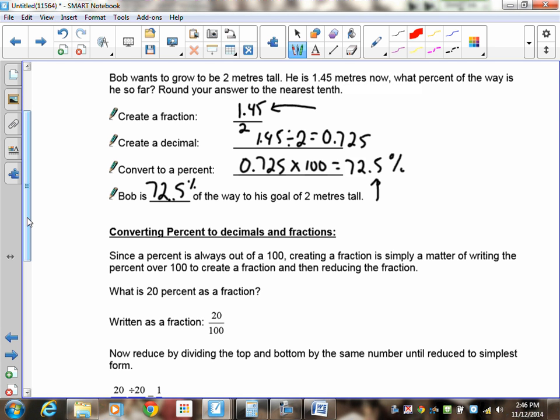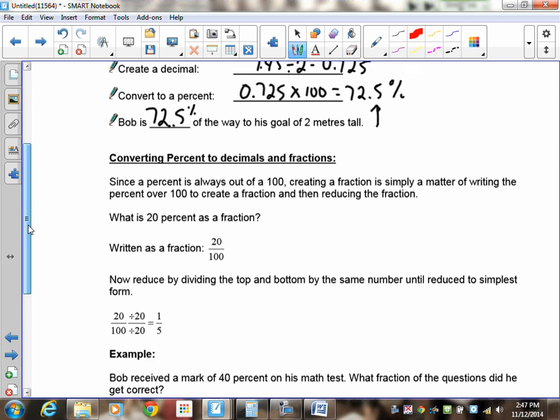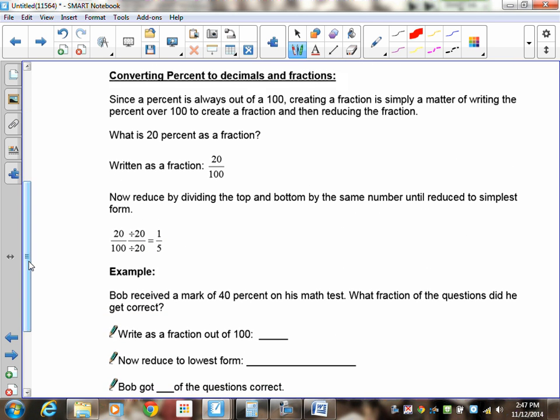So far, so good. Now, let's talk about converting percents to decimals and fractions. So now that we have gone from a fraction to a percent, let's go the other way. The thing to understand about a percent is it's always out of 100. So no matter what percent you get, it's always over 100. I don't care if it's 675% or 0.22%. It's always over 100 because it's a comparison to the number 100.